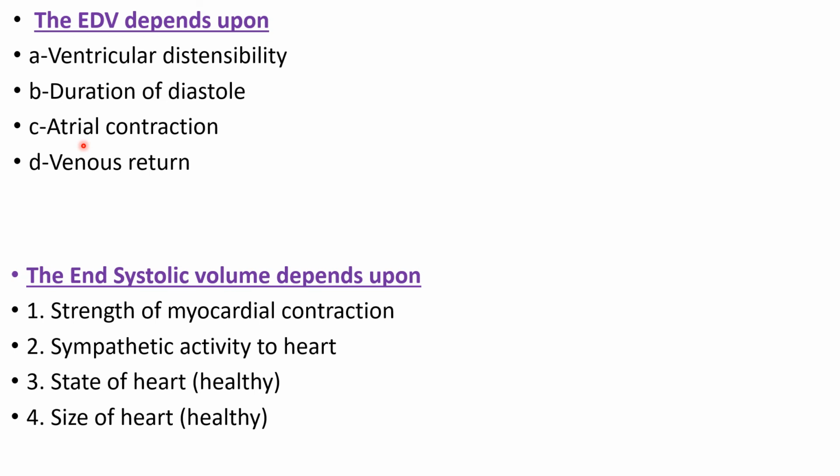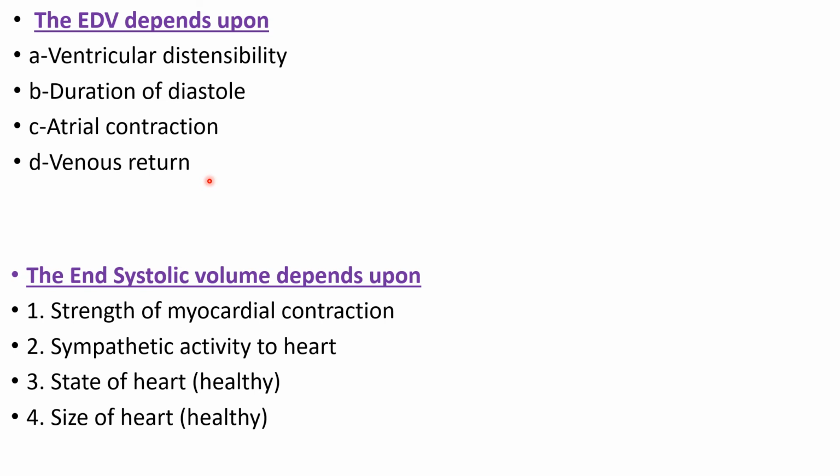As already discussed in the previous lecture, if you have good ventricular distensibility in a healthy heart, if you can distend it happily, then it will take a lot of blood volume from the venous return and it will contract upon it to give a good stroke volume. If the heart rate is very fast, then the duration of diastole will be shortened and then the stroke volume can decrease because filling of the ventricle is decreased. In case of atrial contraction, if the atria are healthy, they are going to pump a lot of blood, 30% of the venous return, into the ventricle, and this will stretch the ventricle in a healthy ventricle to a good extent, and that will give you better end diastolic volume.